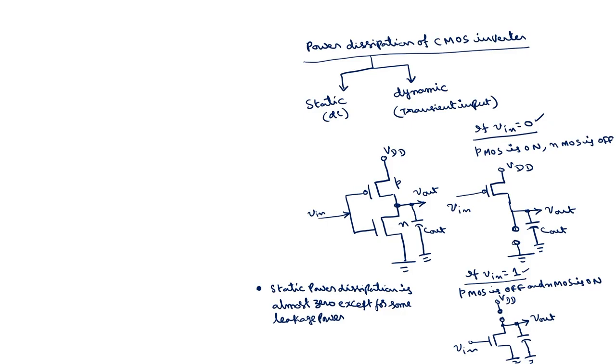Now the maximum portion of the power dissipation is due to the transient type of input, which is called dynamic power dissipation. For that, if I consider the input signal as a square wave, this is the time period: 0, T by 2, T. From here to here is one time period T.